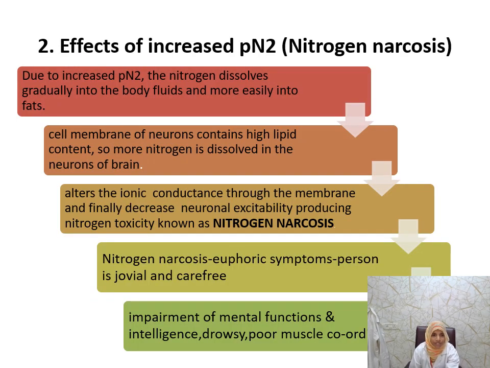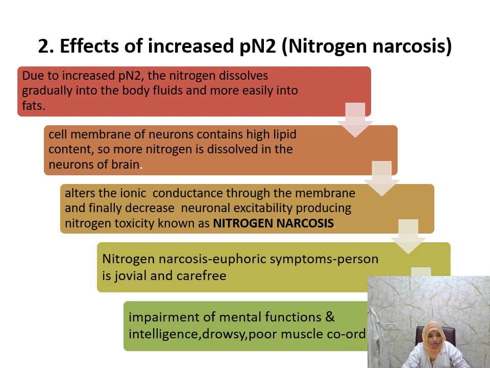Then there is the effect of increased partial pressure. As a person goes deeper and deeper, there is the effect of increased partial pressure of nitrogen. We call it nitrogen narcosis. When there is an increase in partial pressure of nitrogen, the nitrogen dissolves into the body fluid and more easily gets dissolved in the fat, because our fat has high affinity to attract nitrogen, and because the cell membranes of neurons have high lipid content, more nitrogen gets dissolved in the neurons of the brain.